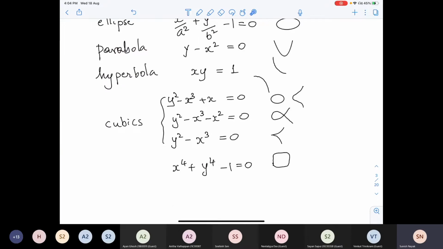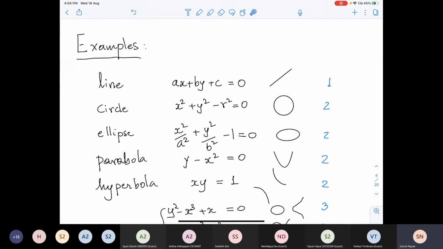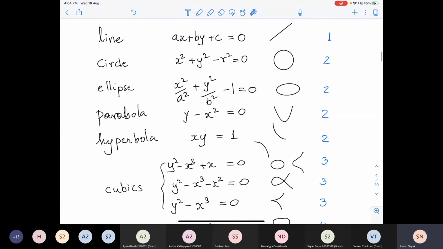And some higher degree equation is giving you a curve which almost starts resembling a square, but with some rounded edges here. All right, so these are your, okay, yeah, this extra slide is just to say that the degrees are 1, 2, 2, 3, and 4. So these are the degrees of these curves.